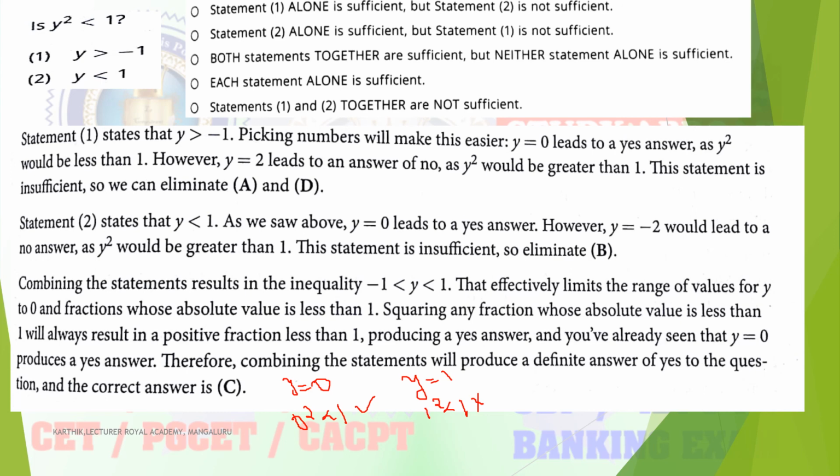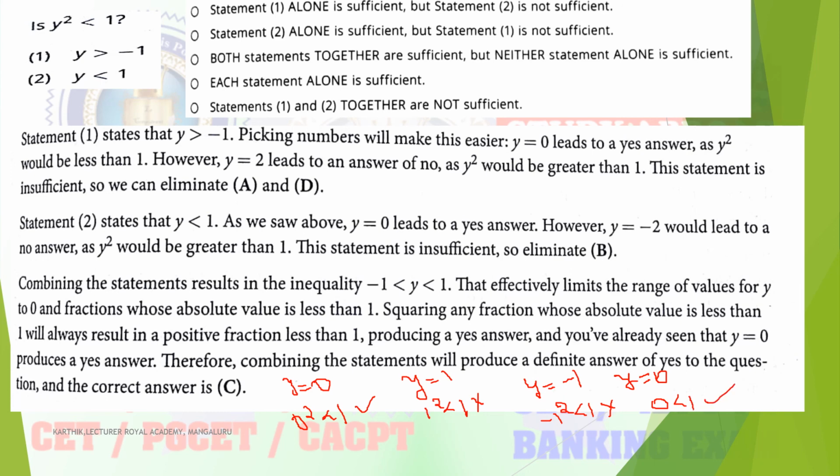Now y is less than 1. I will choose y equal to minus 1 and y equal to 0. For the second statement, if you choose y equal to minus 1, minus 1 square is how much? 1, it is not satisfied. And if I choose 0, it is satisfied. Two different answers we are getting from the second statement also.